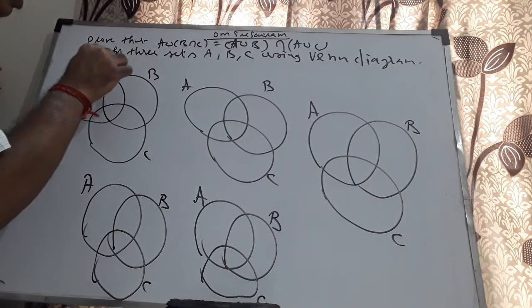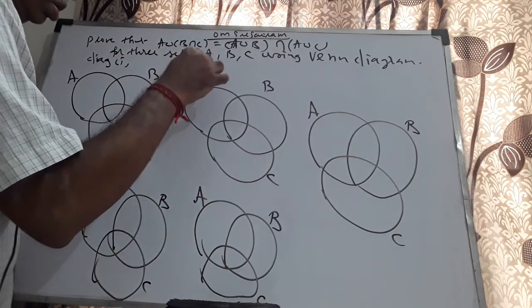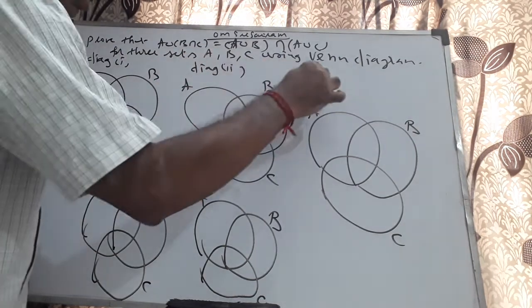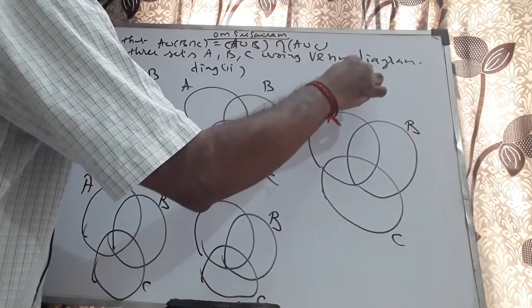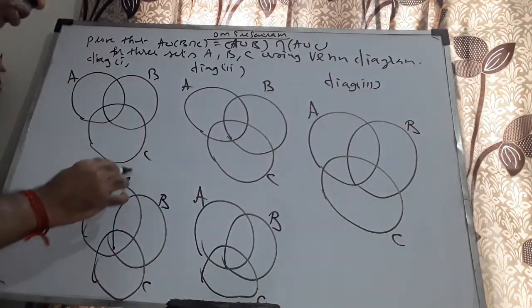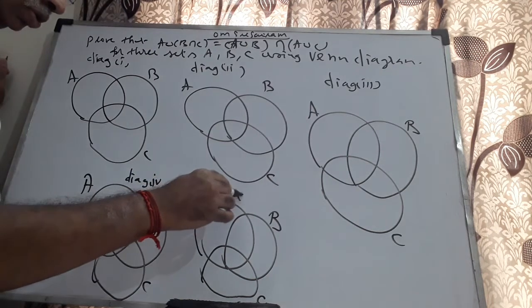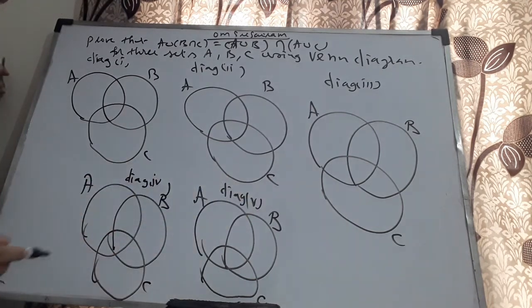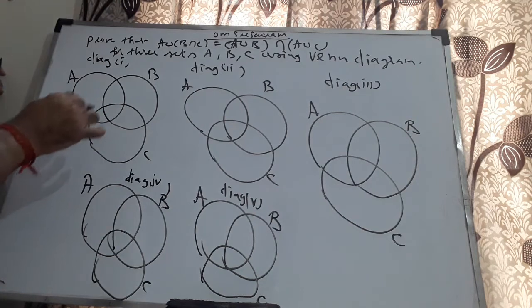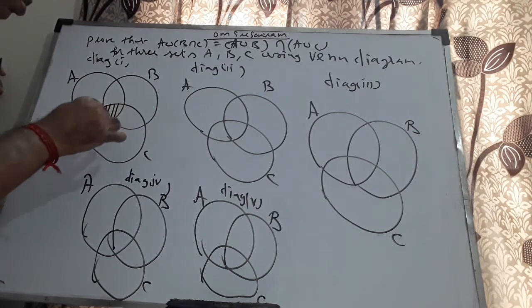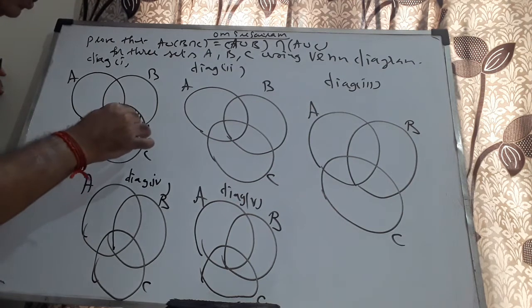This one is meant for diagram 1, this is meant for diagram 2, this is meant for diagram 3, this is meant for diagram 4, and this one is meant for diagram 5. Let me just find out B intersection C, the common element for both B and C. This is B intersection C.